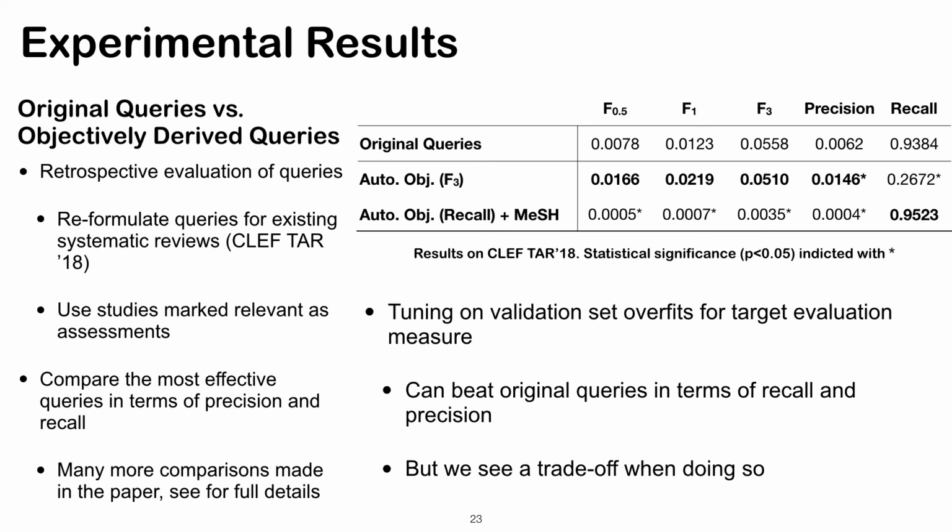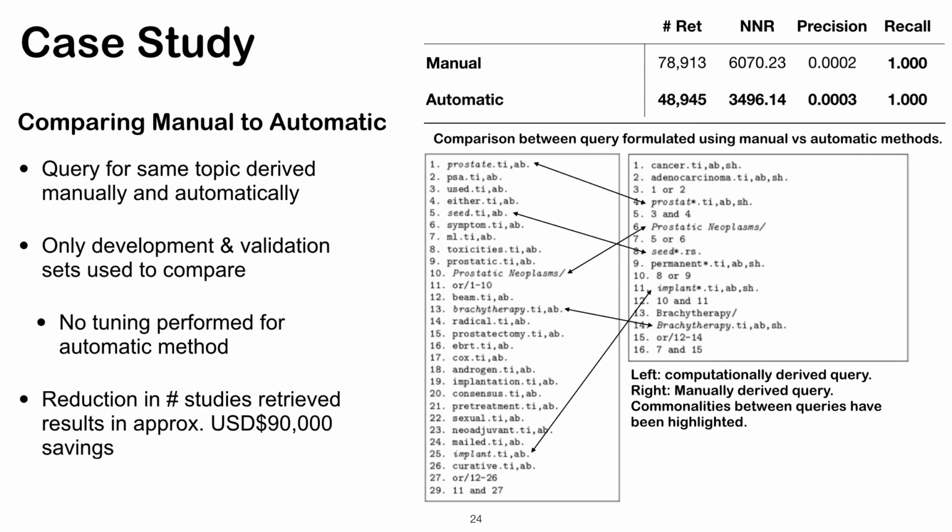We find that when we tune in the validation set, we overfit for that target evaluation measure. However, we can beat the original queries in terms of recall and precision, but we see a trade-off when doing so. We found that generally, adding mesh terms to a query increased recall with a trade-off in precision.